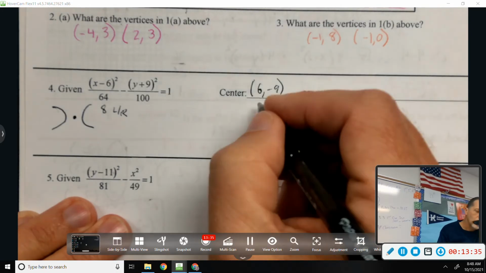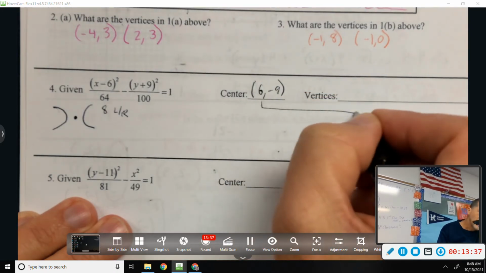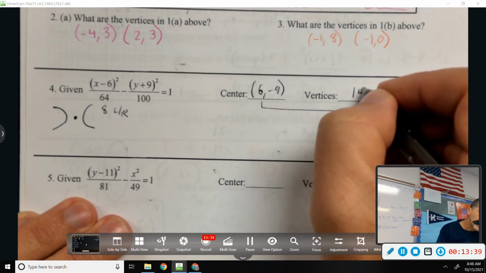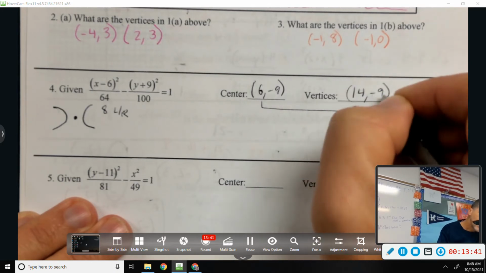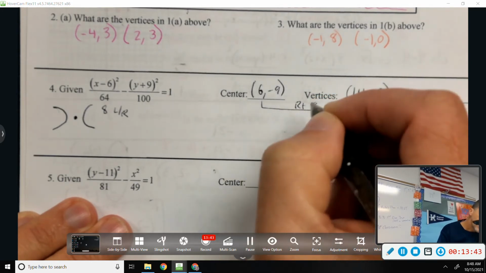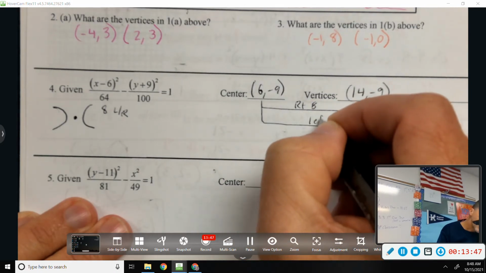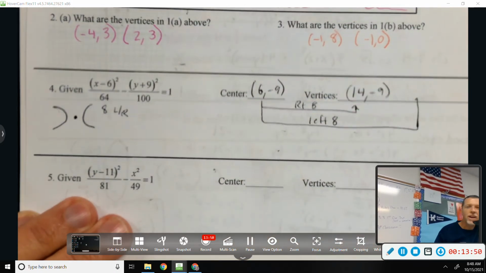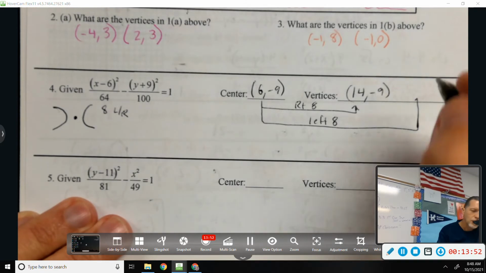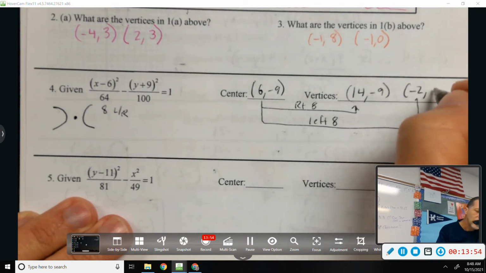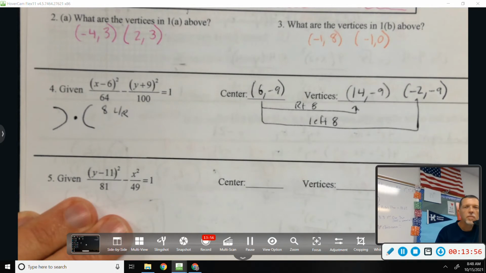So if I go right 8, that puts me at 14. And if I go left 8, I'll change my x coordinate. 6 minus 8 would be -2. Right? 6 plus 8, 6 minus 8.